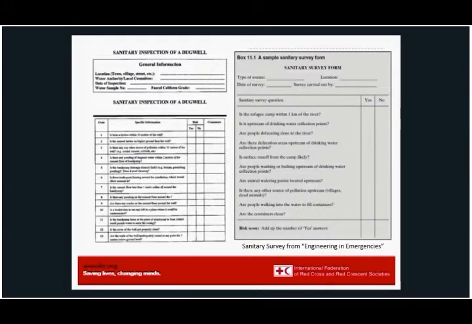I have mentioned sanitary surveys a couple of times. If you have not seen this form, here are a couple of examples on the screen: one for a dug well and one for a river supply near a refugee camp. This form prompts you to answer questions about potential contamination risk for a water source and should also prompt actions about those risks. For example, the dug well form asks questions such as, is there a latrine within 30 meters of the well? Are there any cracks in the cement floor surrounding the well? For the river, some of the example questions are: are people defecating close to the river? Are people washing or bathing upstream of the drinking water collection point?